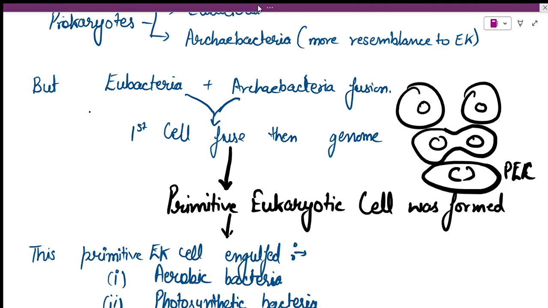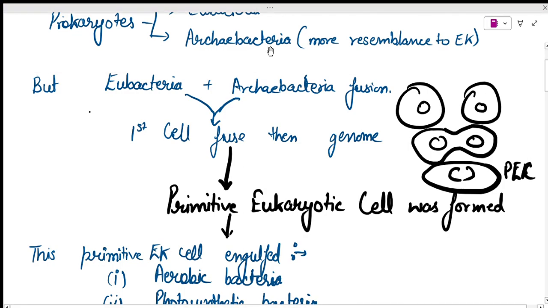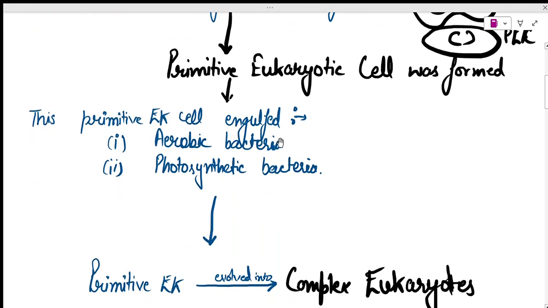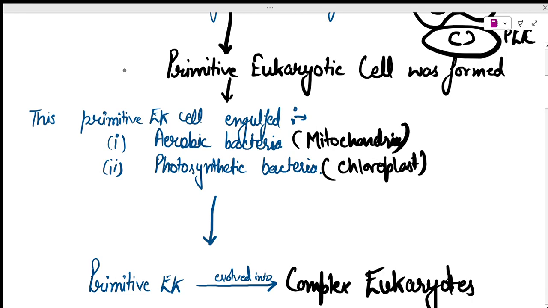So after the formation of this primitive eukaryotic cell, it does not have many things on which it can rely. That's why it needs some sources of energy, which it got after it engulfed aerobic bacteria and some photosynthetic bacteria. If we talk about this aerobic bacteria, this is what we call mitochondria today. And if we talk about this photosynthetic bacteria, this is chloroplast. Fine. So that's how this engulfment started, right?